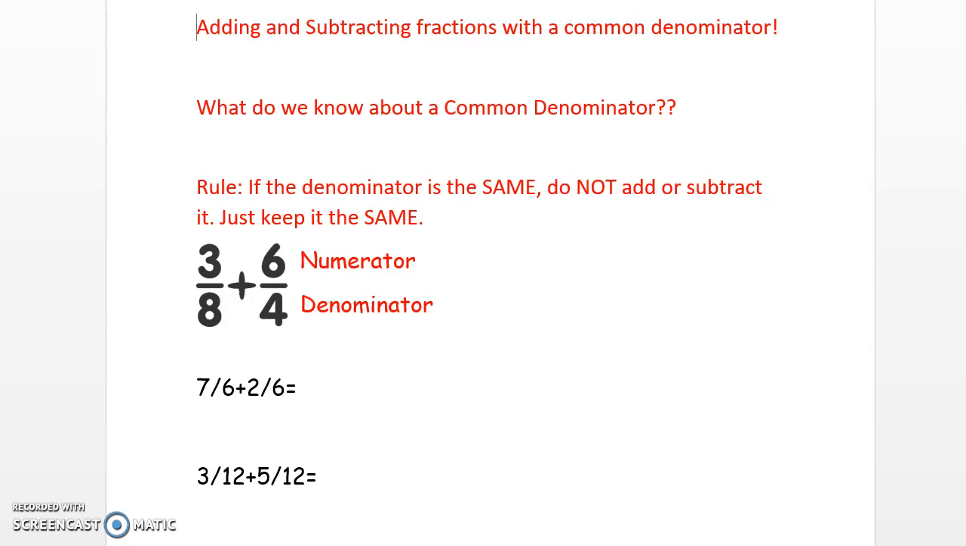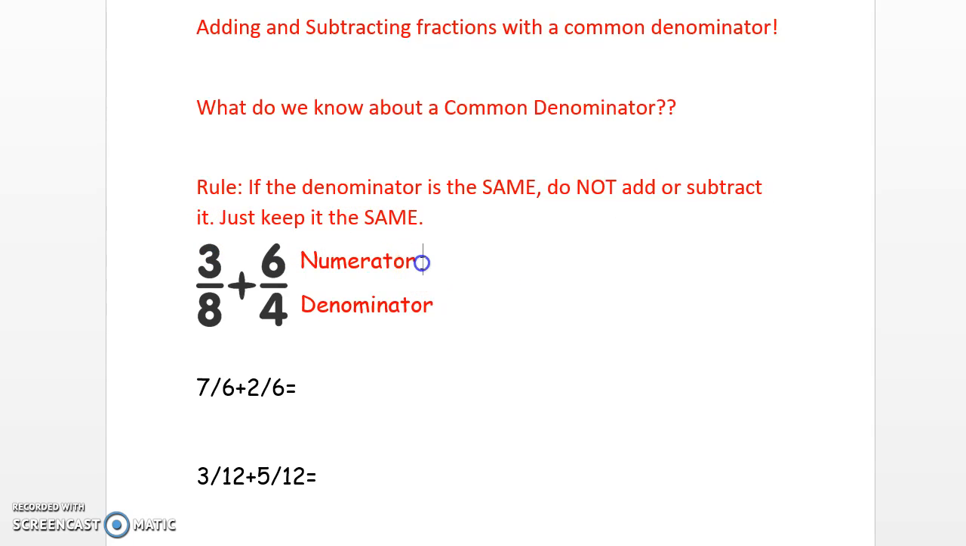Alright, today in math we are going to learn about the concept of adding and subtracting fractions that have a common denominator. So what I want to know is, what do we know about a common denominator? Here is the rule of a common denominator when adding and subtracting. If the denominator is the same, do not add or subtract it. You are just to keep it the same.